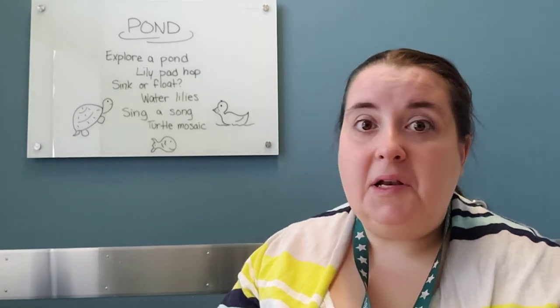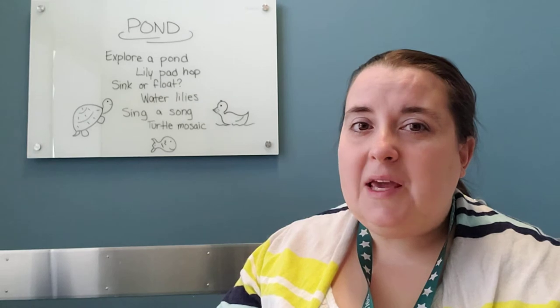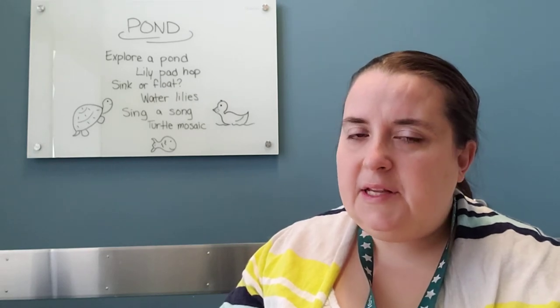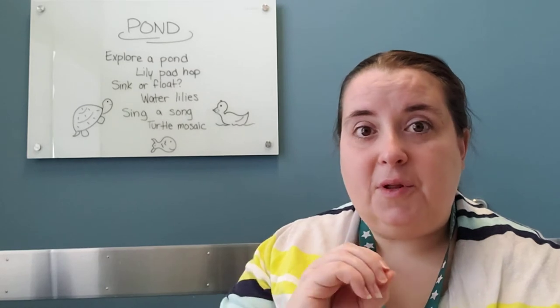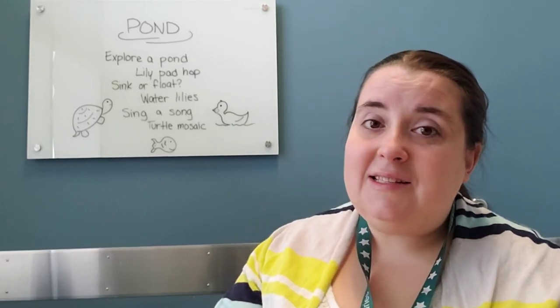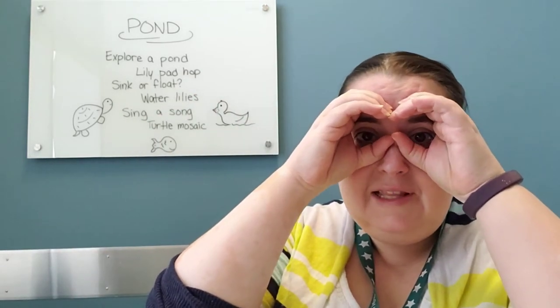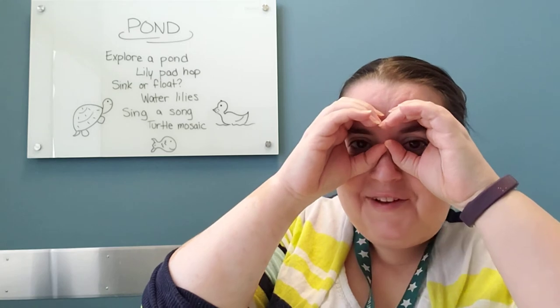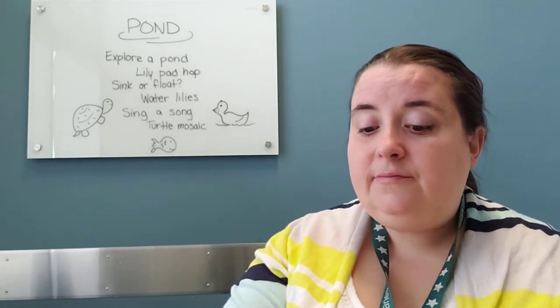Make sure you take some binoculars if you have them, or you can make paper towel roll binoculars by stapling two toilet paper roll insides together. Or one of my kids likes to just do this. So you could do that too. That completely works. It's still narrowing their field of vision and helping them to focus on what they're looking for.